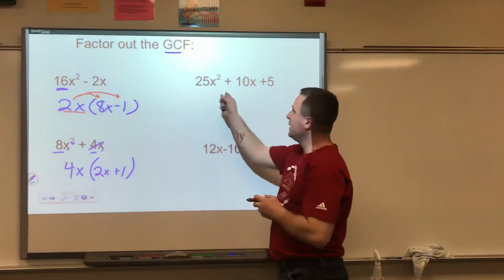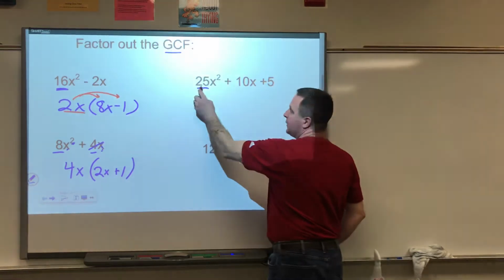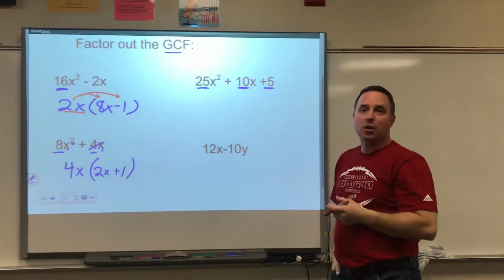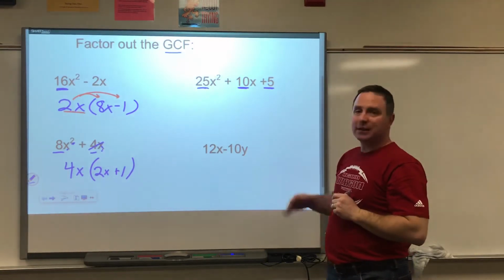Oh boy, what if it had 3 terms? Well, let's look at the number part: a 25, a 10, and a 5. What's the biggest number that goes into all 3 of those? Well, I think it's a 5.